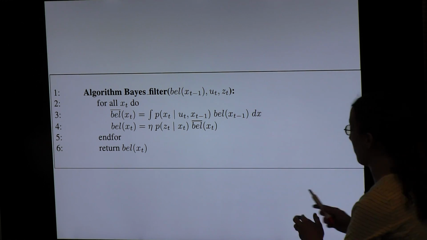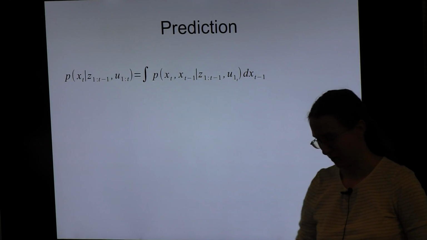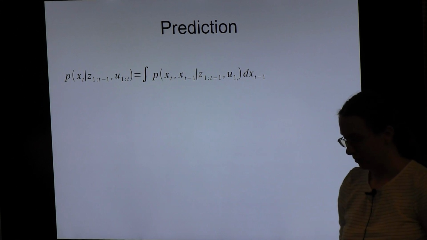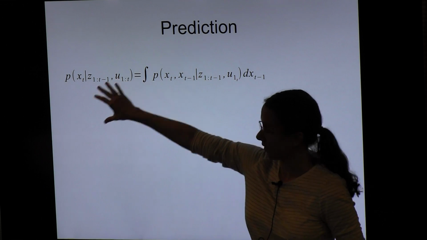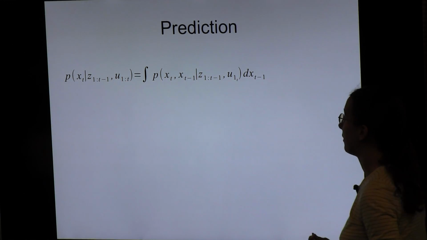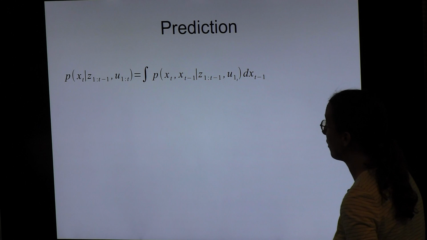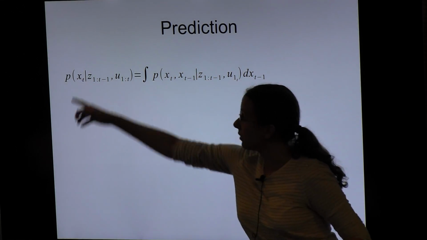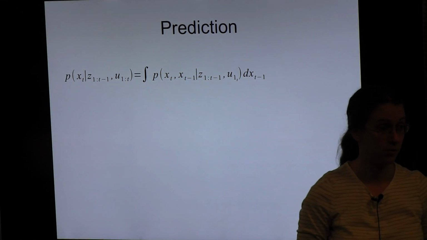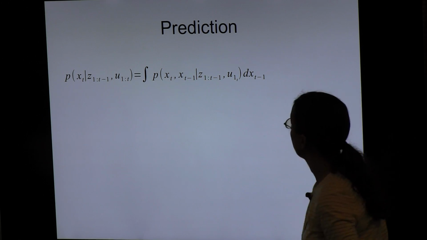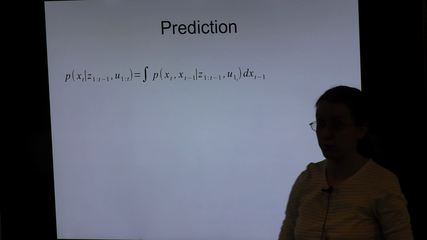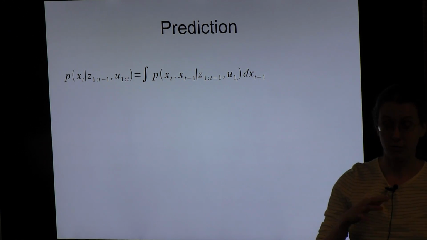So the next thing we're going to do is the math of this. Why is this the right thing to do? So here is what the prediction step looks like. I want to know my current position given my previous observations and my previous control inputs. This was the hard thing that we weren't quite sure how to do. And we're going to write this in terms of the observation probability.